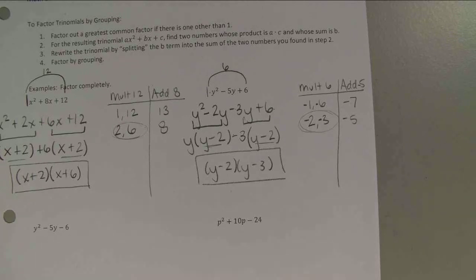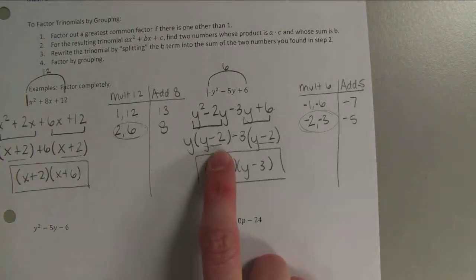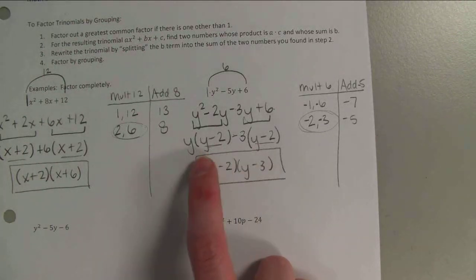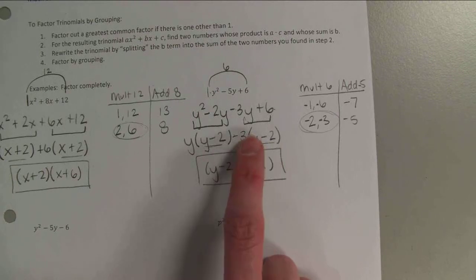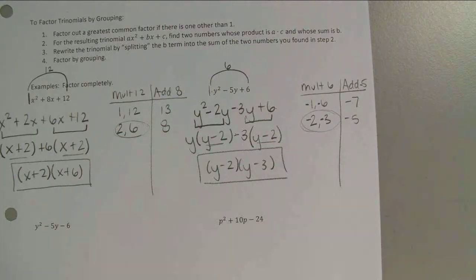Okay? So this last step is, he's one ugly term, and he's one ugly term, because that's multiplication right there. And that's multiplication right here. They both share y minus 2, so we pull them all the way out in front, and when we did that, the y was left here, and the negative 3 was left there, and we're good to go.